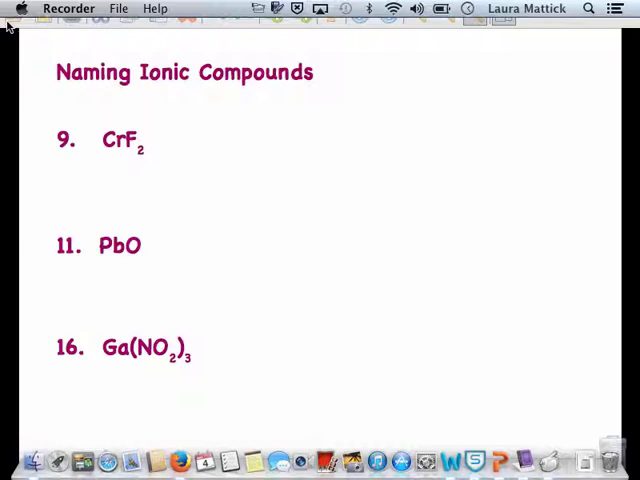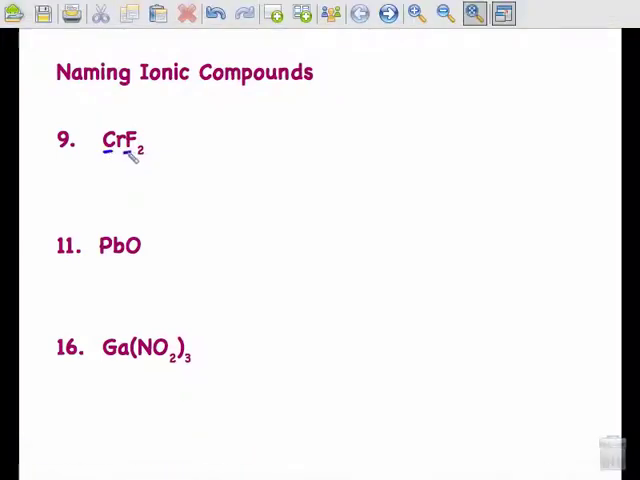So we're going to look at the name, and first we're going to tell that it's a binary compound because there are 2 capital letters. That tells us right away that this is a binary, which means there is not a polyatomic ion in it, which means you do not need to use the flip side of your periodic table. So I'm just going to follow my naming rules, and I'm going to look at what I have here. And again, we're working on number 9.